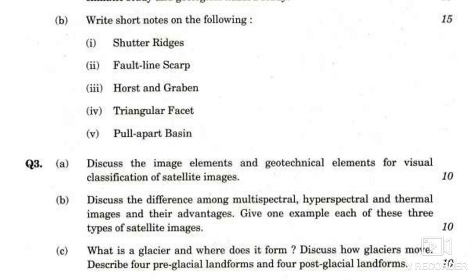Question number 3C is dealing with what is a glacier and where does it form. Means how its formation takes place. Discuss how glaciers move and describe four pre-glacial landforms and four post-glacial landforms. Okay, so all in all you have to talk about the glaciers, their formation, their movement, as well as pre-glacial and post-glacial landforms. Okay.